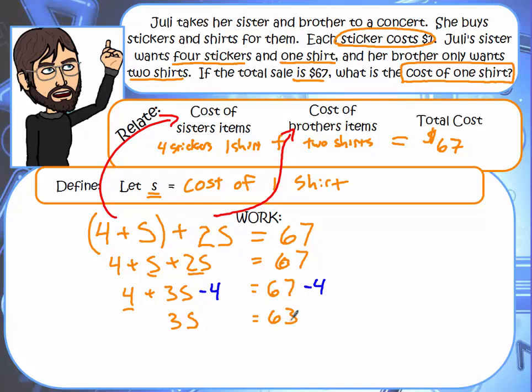Now I'm going to use the multiplicative inverse of 3. So 3 is really 3 over 1. So the multiplicative inverse here is 1 over 3. It's the reciprocal. It's the same thing as just dividing by 3. Multiply by 1 over 3. So the multiplicative inverse results in 1 all the time. So that just leaves me with 1S over here. And this leaves me with 63 divided by 3, which is 21. So the cost of a shirt is $21.